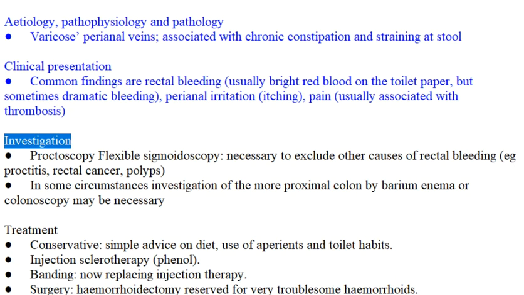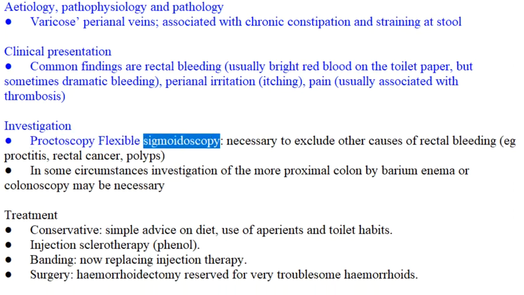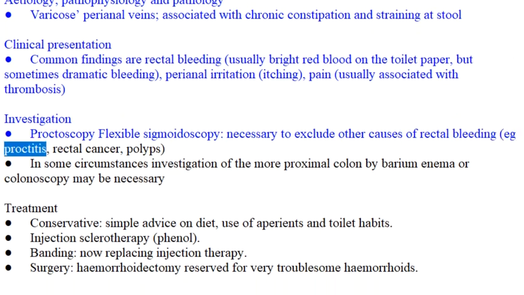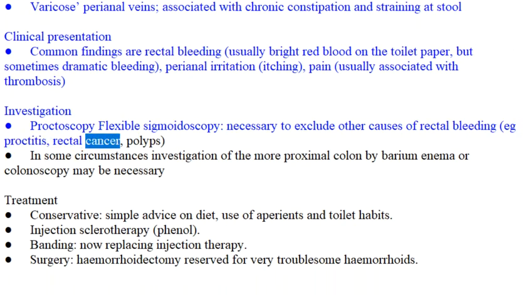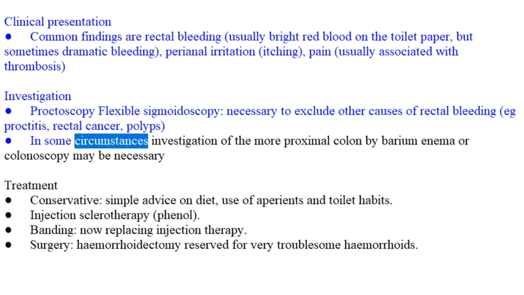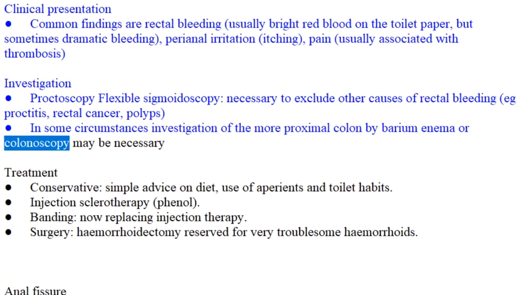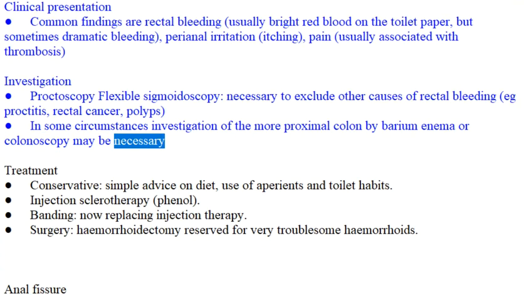Investigation. Proctoscopy, flexible sigmoidoscopy, necessary to exclude other causes of rectal bleeding, e.g. proctitis, rectal cancer, polyps. In some circumstances, investigation of the more proximal colon by barium enema or colonoscopy may be necessary.